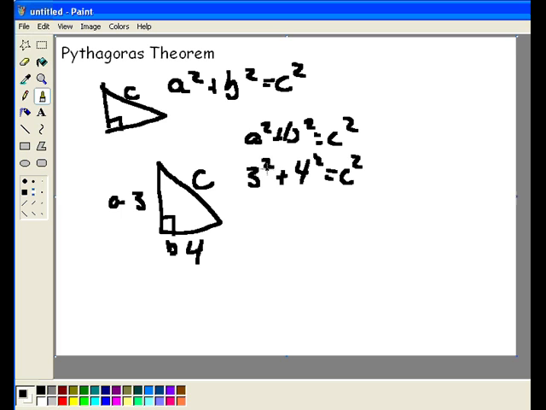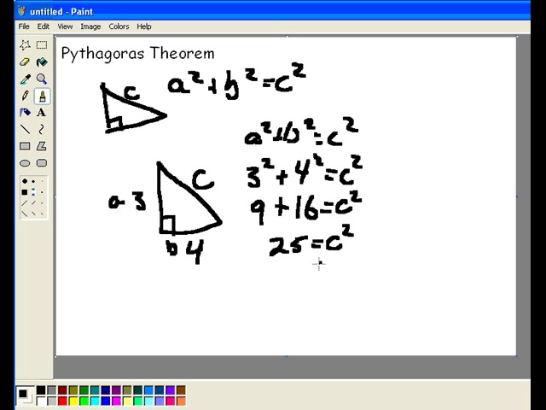Now, according to BEDMAS, we have to do our squares before we do our addition. Now, square stands for multiplying the 3 by itself twice, not 3 times 2. So 3 times itself twice, or 3 times 3 is 9, plus 4 times itself twice, 4 times 4 is 16, equals c squared. Now we can do our 9 plus 16, which is 25, equals c squared.